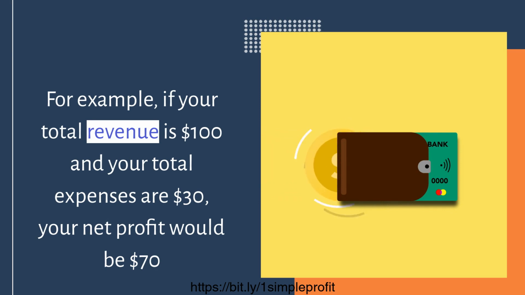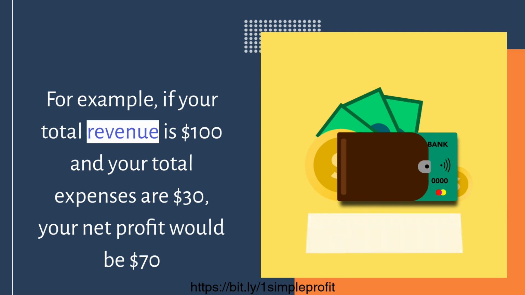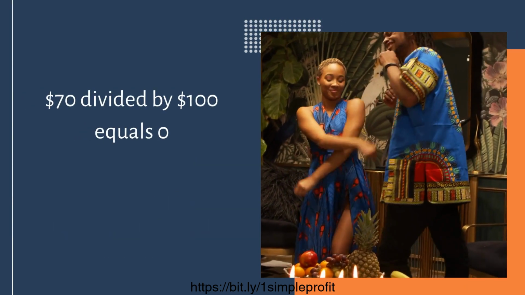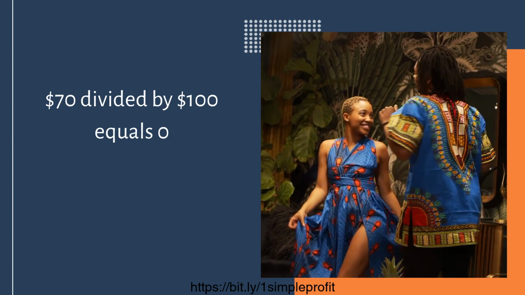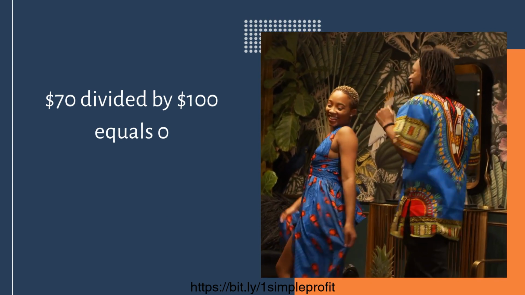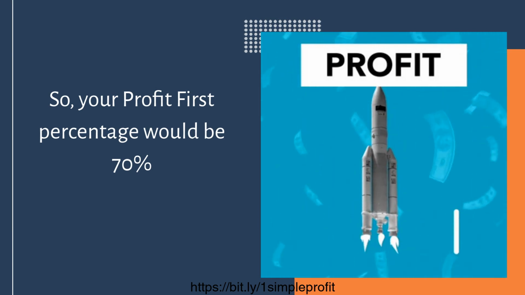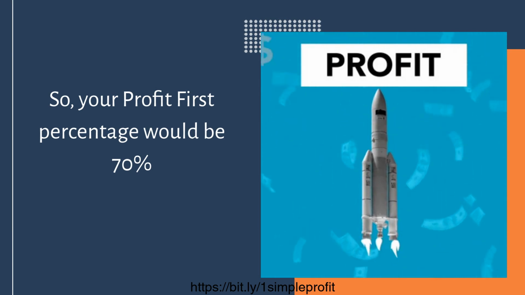For example, if your total revenue is $100 and your total expenses are $30, your net profit would be $70. So, your profit first percentage would be 70%.